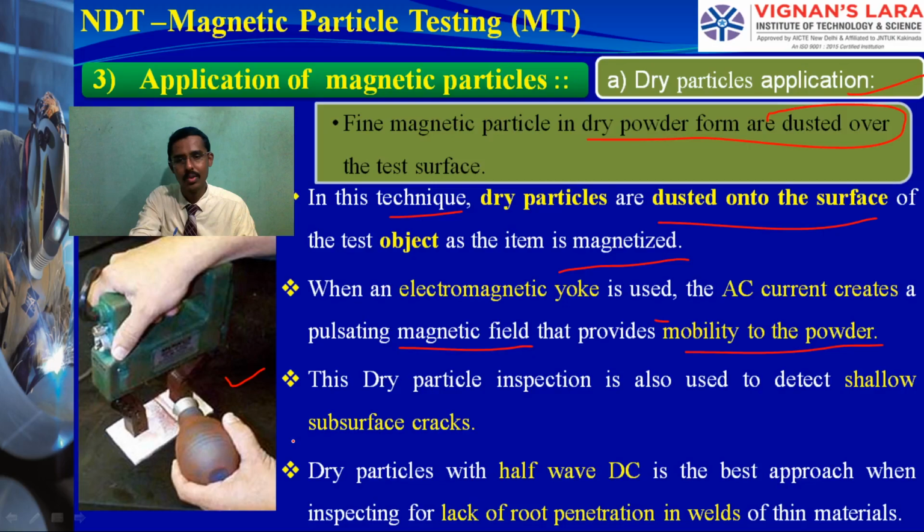Dry particles with a half-wave DC is the best approach when inspecting a lack of root penetration in welds of thin materials.